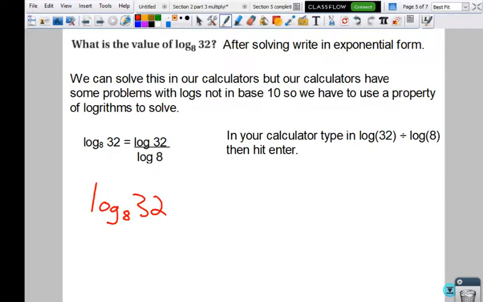It's not quite as true of Desmos, but I want to show you guys this property anyway. If you have log base 8 of 32, that is the exact same thing as log of 32 divided by log of 8. So they're both base 10 now. If you do log base 10 of 32 divided by log base 10 of 8, it is the exact same thing as log base 8 of 32.